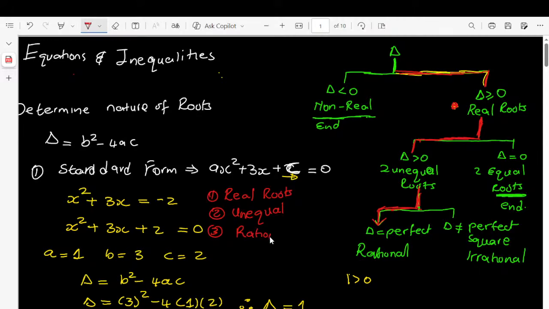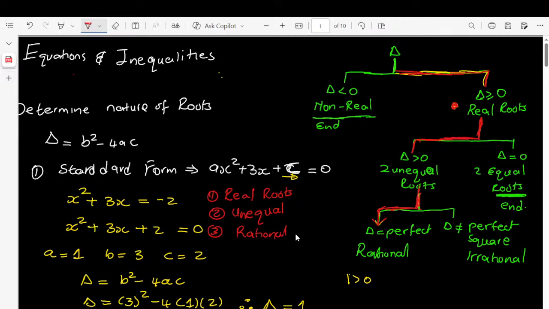They need you to list all of this nature of the roots: real, unequal, and rational. And I know that most of the time when you see them like this in an exam, you become more confused because you don't understand where that answer is coming from.